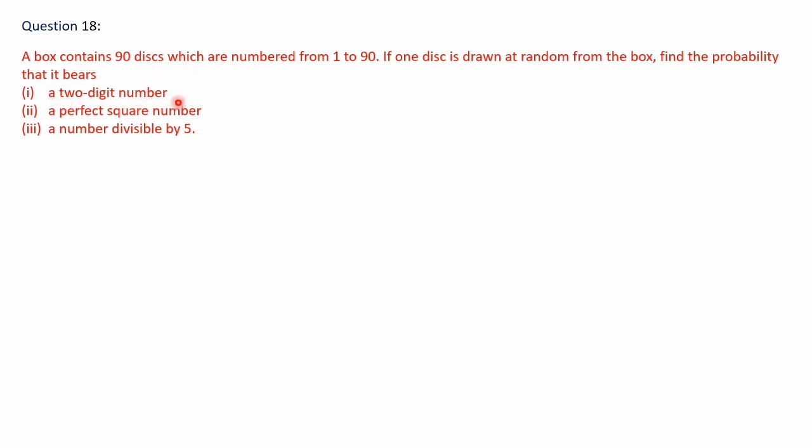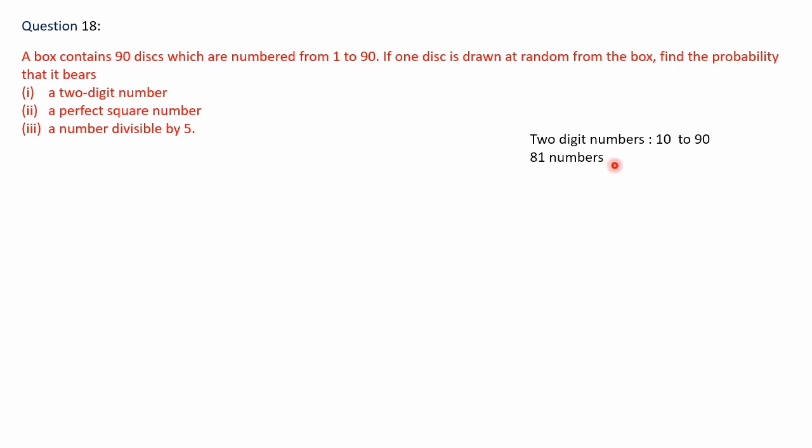A 2-digit number. Numbers from 1 to 90 are marked. From here, 2-digit numbers start from 10, so 2-digit numbers go from 10 to 90. Let's check how many numbers are there between 10 and 90, both inclusive. We can remove 10 first, then start counting from 11 onwards. 11 to 20 we have 10, then 21 to 30 we have another 10. Like that, counting up to 90 you will get 80 numbers. And we removed 10 first, so 80 plus 1, that removed number, is 81 numbers. So the total numbers between 10 and 90 is 81.